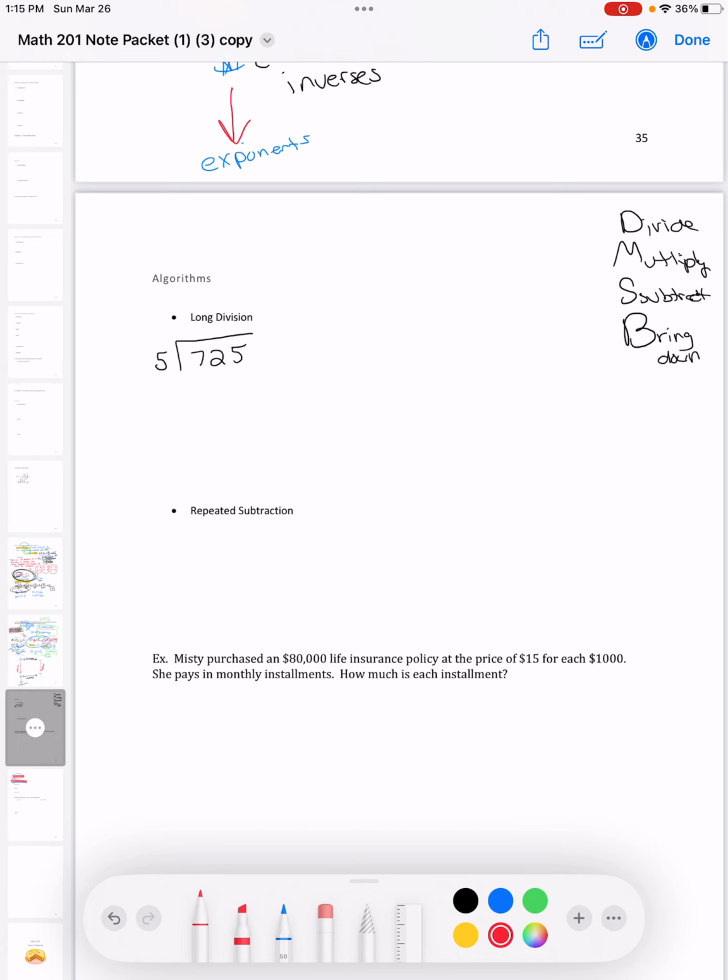So I'm going to start with my first ones place. 7 divided by 5 is 1. That's the division step. Then I'm going to multiply. 1 times 5 is 5. That's the multiplication. I'm going to subtract. 7 minus 5 is 2. And then I'm going to bring down a 2. And then I'm going to do the same thing all over again. 22 divided by 5 is 4. That was my divide. 4 times 5 is 20. I'm going to subtract to get 2. And then I'm going to bring down to get 5.